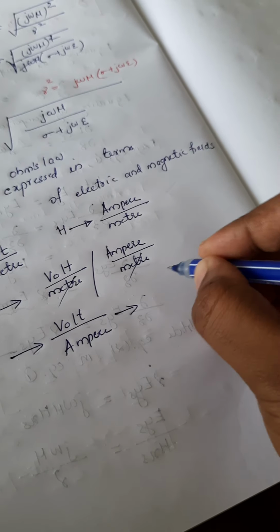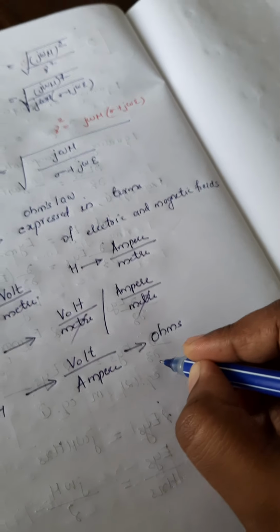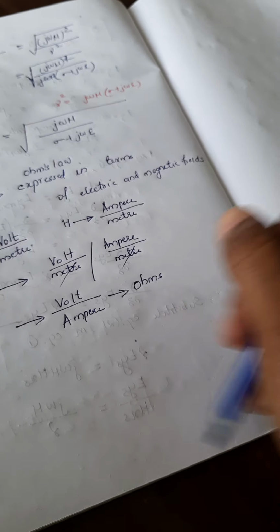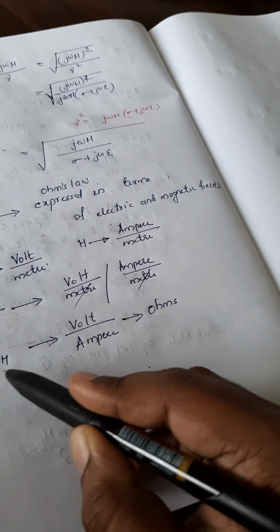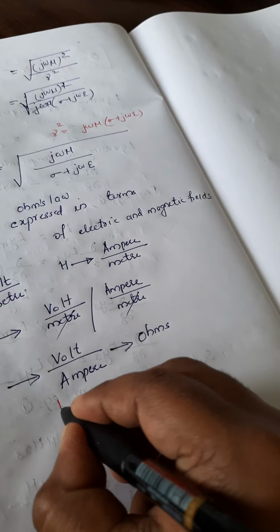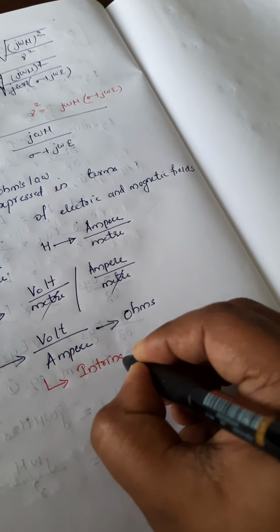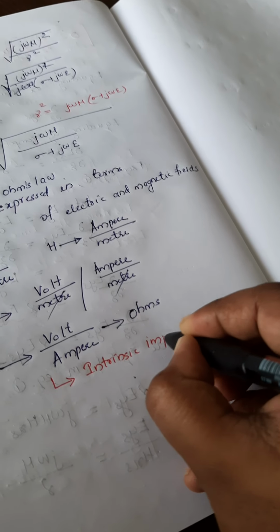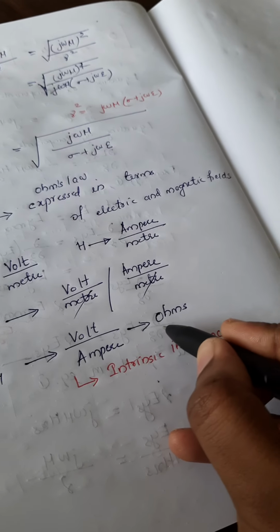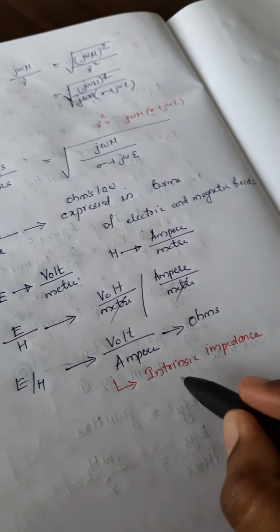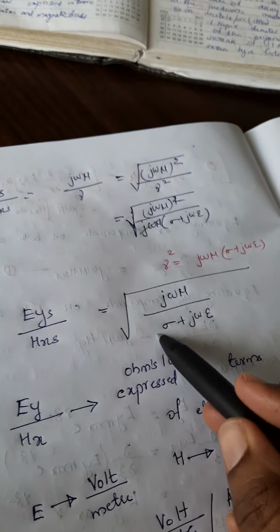Volt per ampere, the unit is ohms. So in this case this E by H ratio is known as intrinsic impedance, and its unit is ohms. This E by H is known as intrinsic impedance.